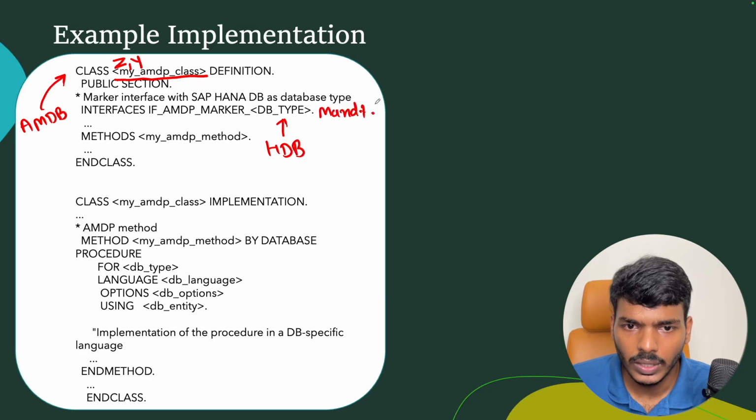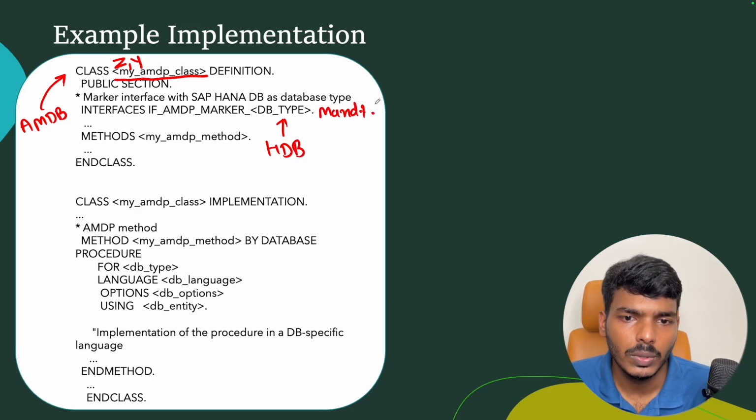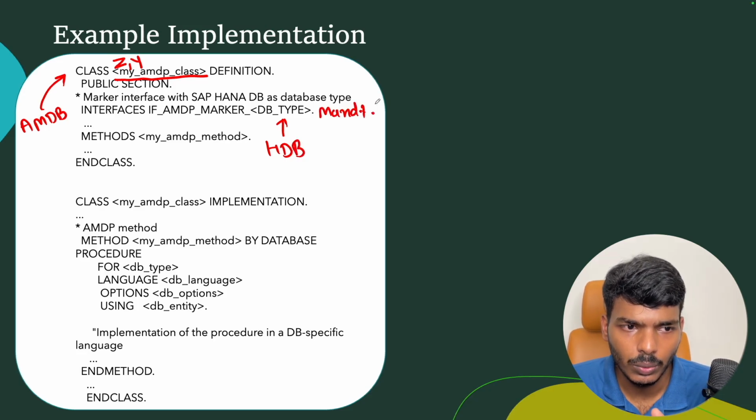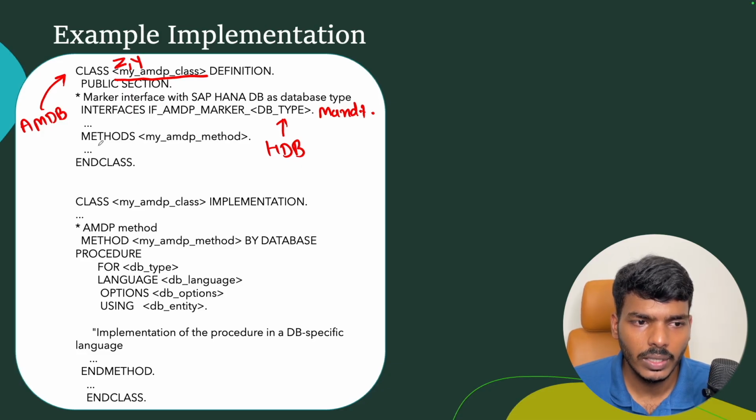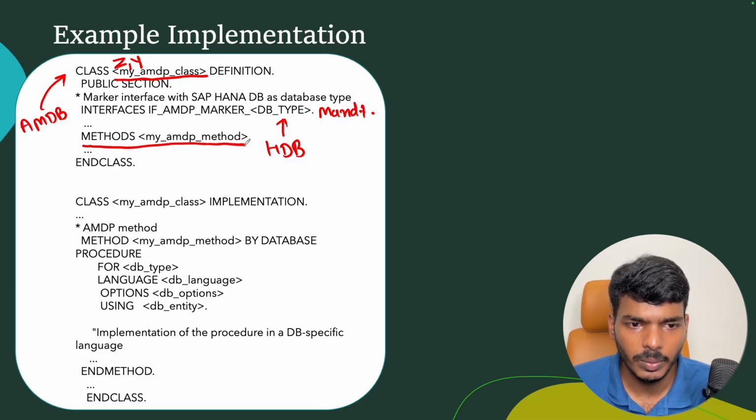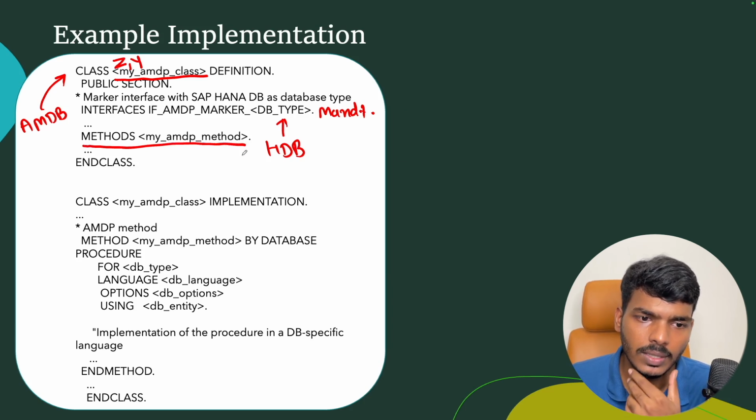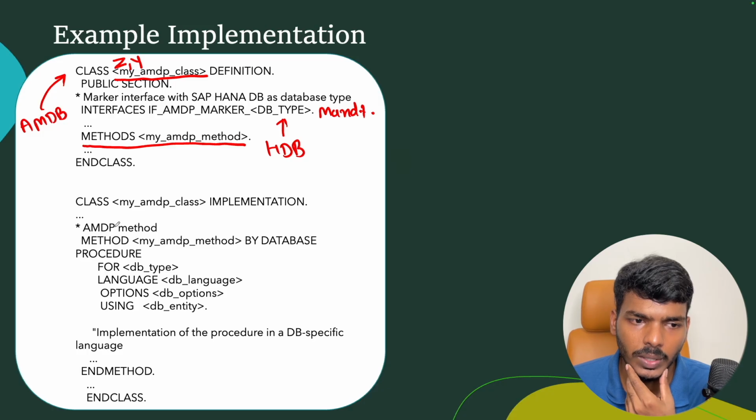Whether you are developing database procedure or database function, you need to write this line, because then only ABAP will understand this is not a normal class, this is an AMDP class. Then you will declare all your methods, whether they are AMDP methods or normal methods, you can use both of them. Then in class implementation you will give implementation of all these declared methods.